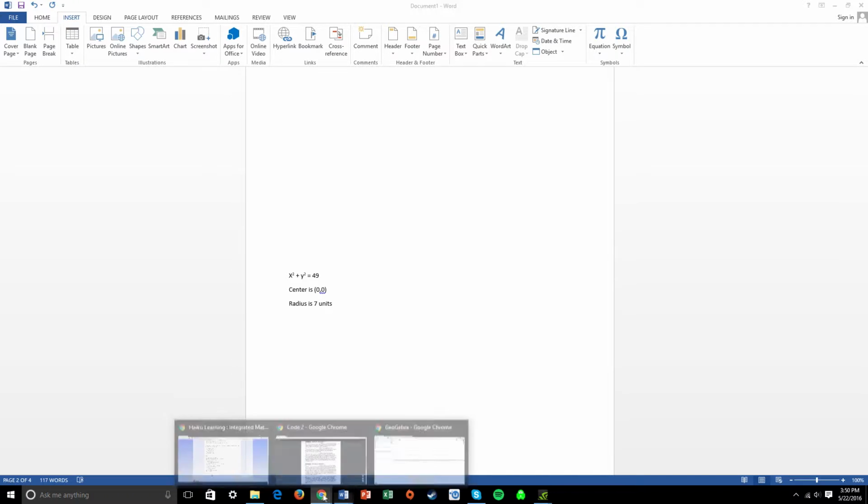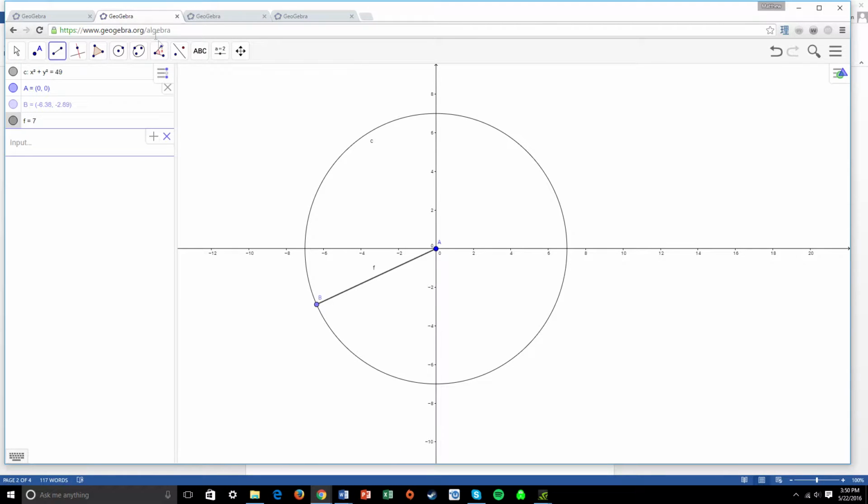So I'll put this again in GeoGebra. As you can see, we have (0, 0), point A, as the center, and we're going to draw line segment AB, or line segment f, acting as the radius. Segment AB, or segment f, is 7 units, which confirms (0, 0) is the origin and that 7 is indeed the radius.